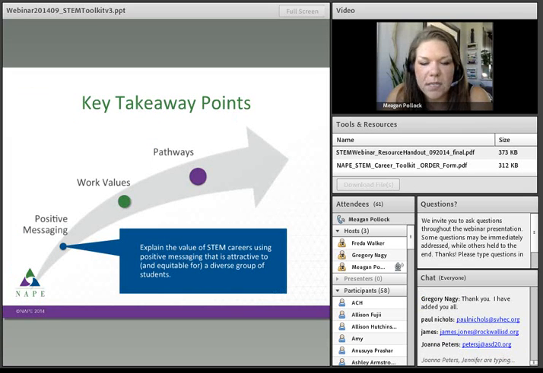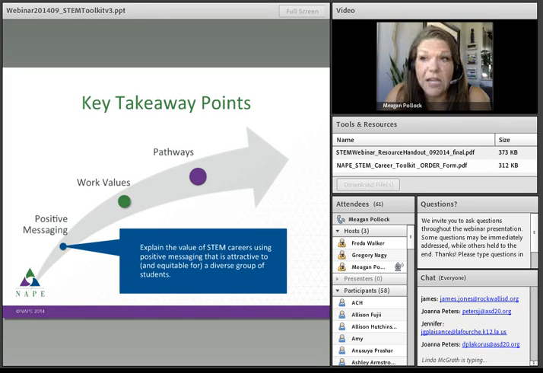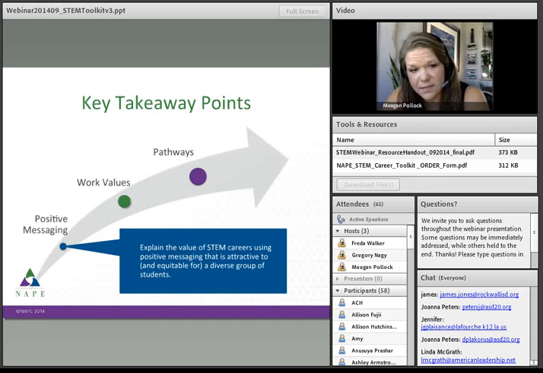To close here and lead us into a question section, I just want to remind us of the key takeaway points when we're talking about STEM careers. We really challenge you to be considerate and cognizant of the language that you use when you talk about STEM careers and who you talk to about STEM careers. We don't want to just go talk to the gifted and talented classes. We don't want to just talk to the AP Calculus and AP Physics classes. Careers in STEM are great opportunities for students across the continuum of students.